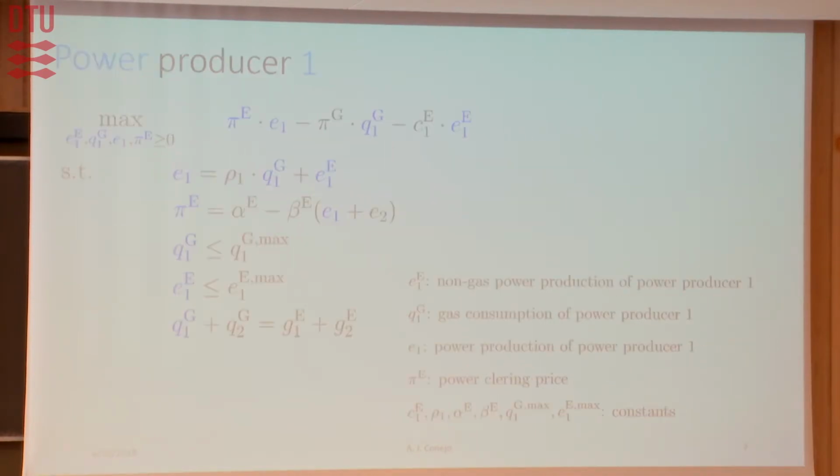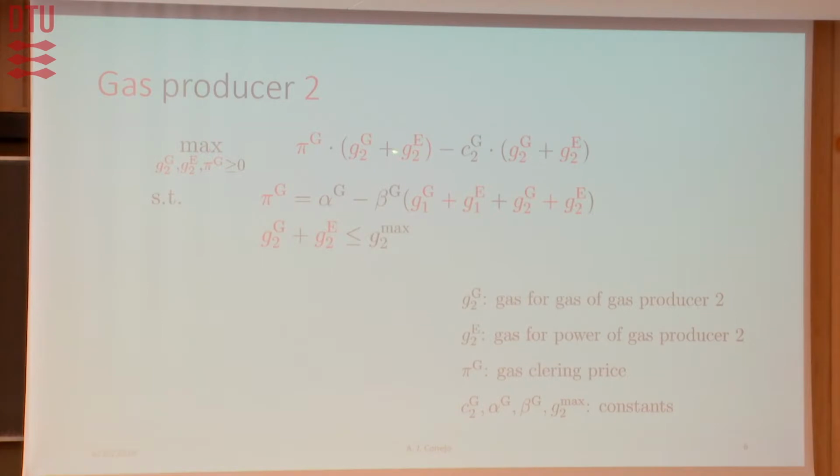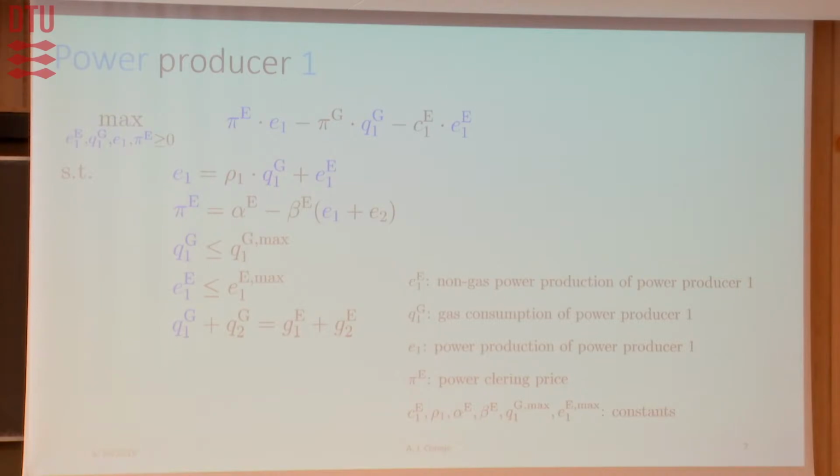Anyway, interesting observation. So this is the power problem that we are going to connect to the gas problem. The connection over here is that some of the gas produced by the producer, gas producer 2 in this case, goes for producing electricity, and this G1E produced by gas producer 1 is going to produce electricity. So I'm going to use them to produce electricity. So this is the power producer 1. And we will see here.